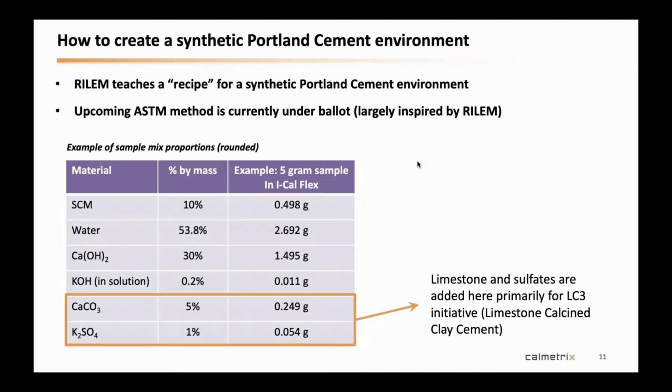And one thing that is useful that the RILEM method gives us is a recipe for what we should put in our sample to get a synthetic Portland environment. So in there we have, of course, besides the SCM, water, calcium hydroxide, and potassium hydroxide that brings a little alkali, and also more hydroxide in solution that lifts the pH a little more. And in the RILEM method, they also added some other components, a little bit of calcium carbonate, and also some sulfates. Now, these are in there really for a distinct reason.